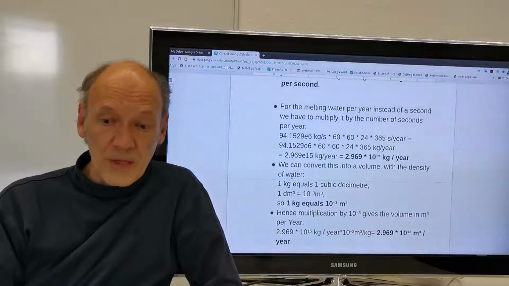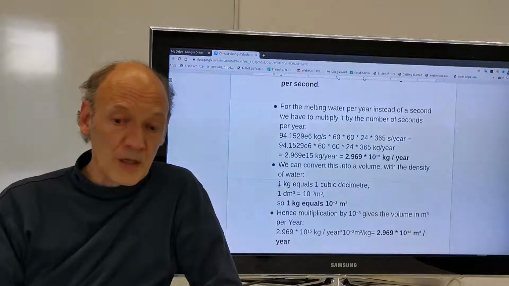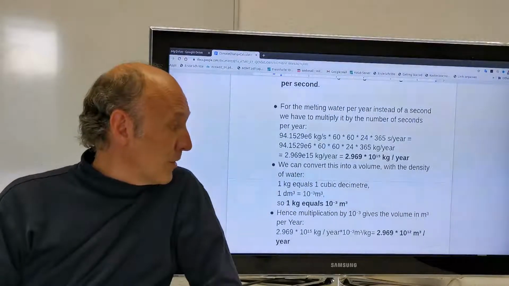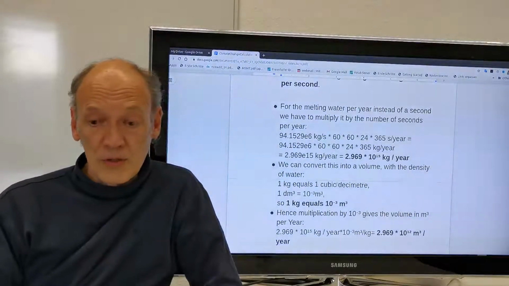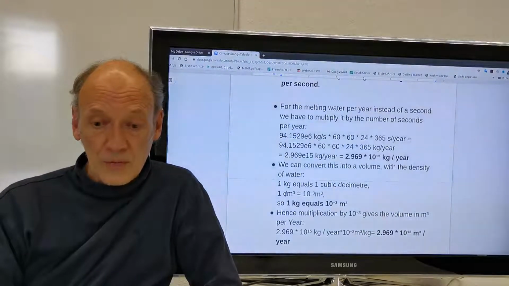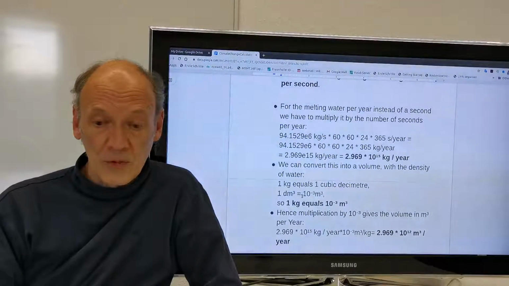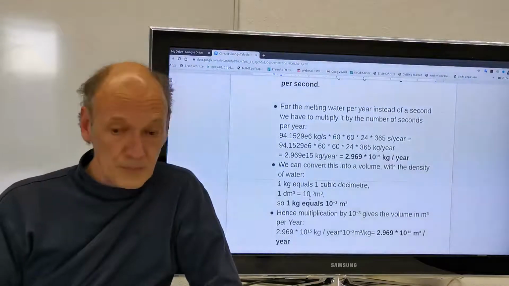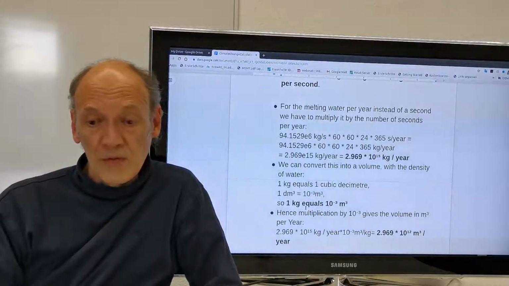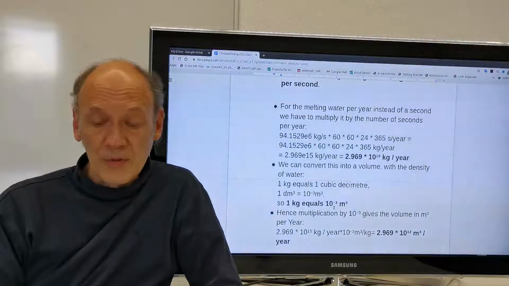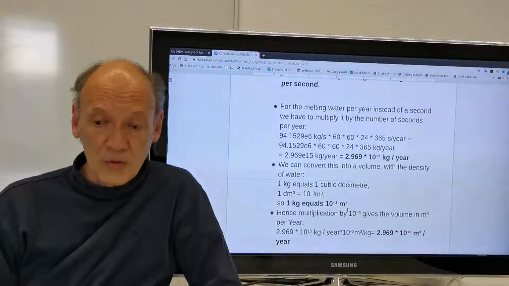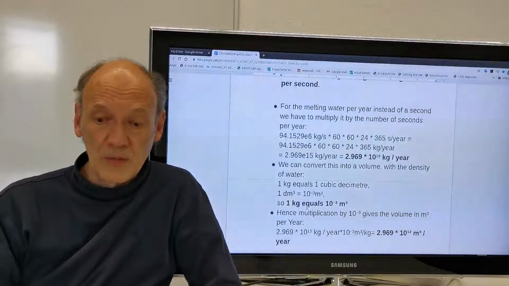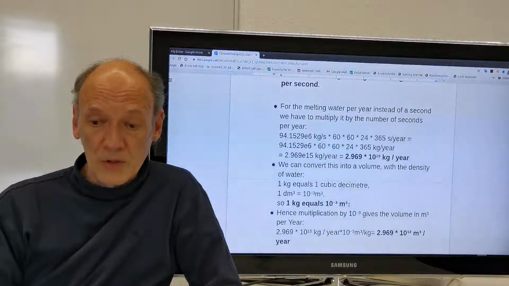For that we need the density of water. We know that 1 kilogram is 1 liter and 1 liter is 1 cubic decimeter. So we can write it as 1 cubic decimeter is 10 to the minus 3 cubic meter, right? So that means 1 kilogram equals 10 to the minus 3 cubic meter. So we can just replace the kilogram by 10 to the minus 3 cubic meter in our formula.